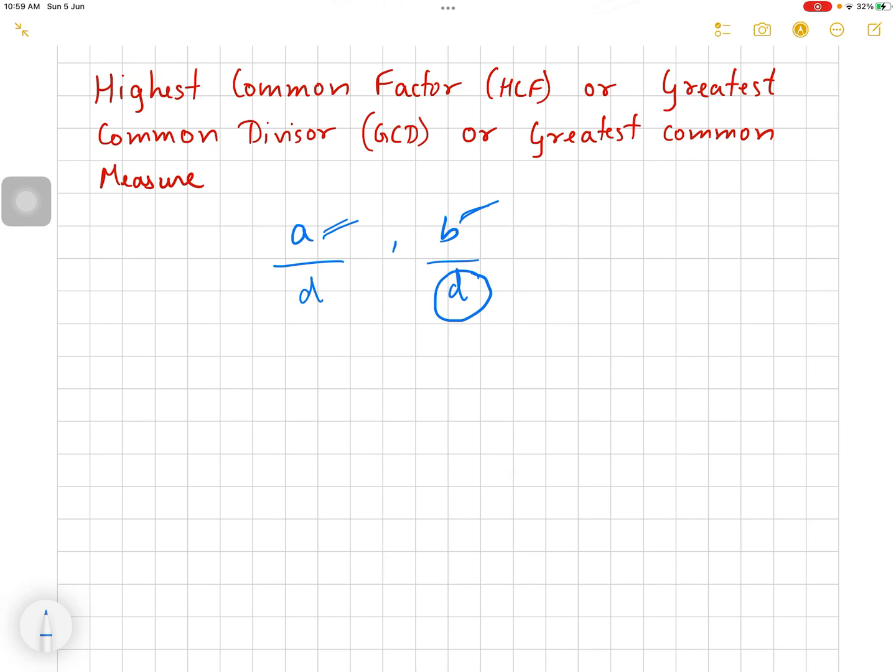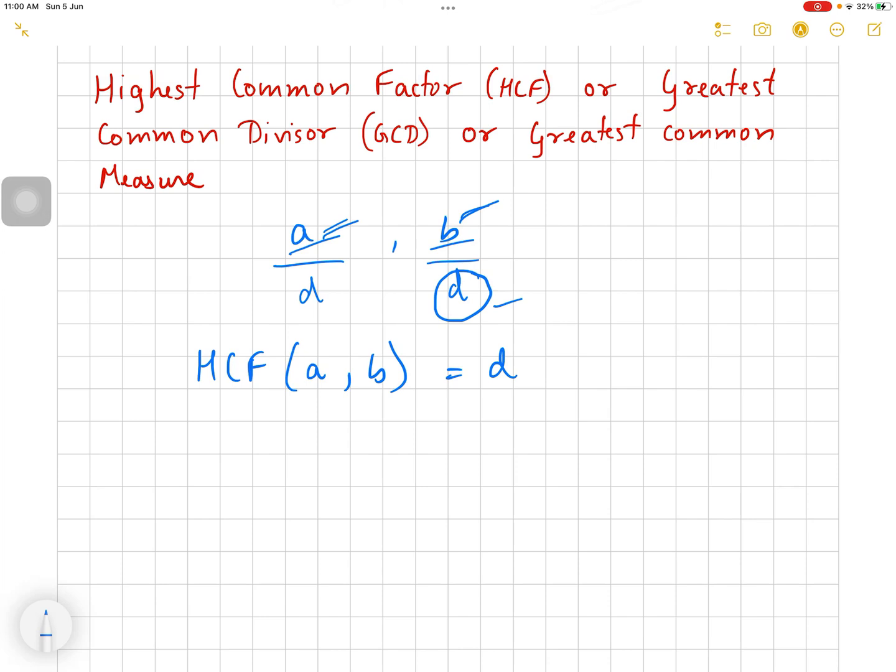Correct? Okay then. So how do you write? Suppose D is the biggest number which divides A and B. Write it like this: HCF of A and B is D. Okay, this is the way you write.